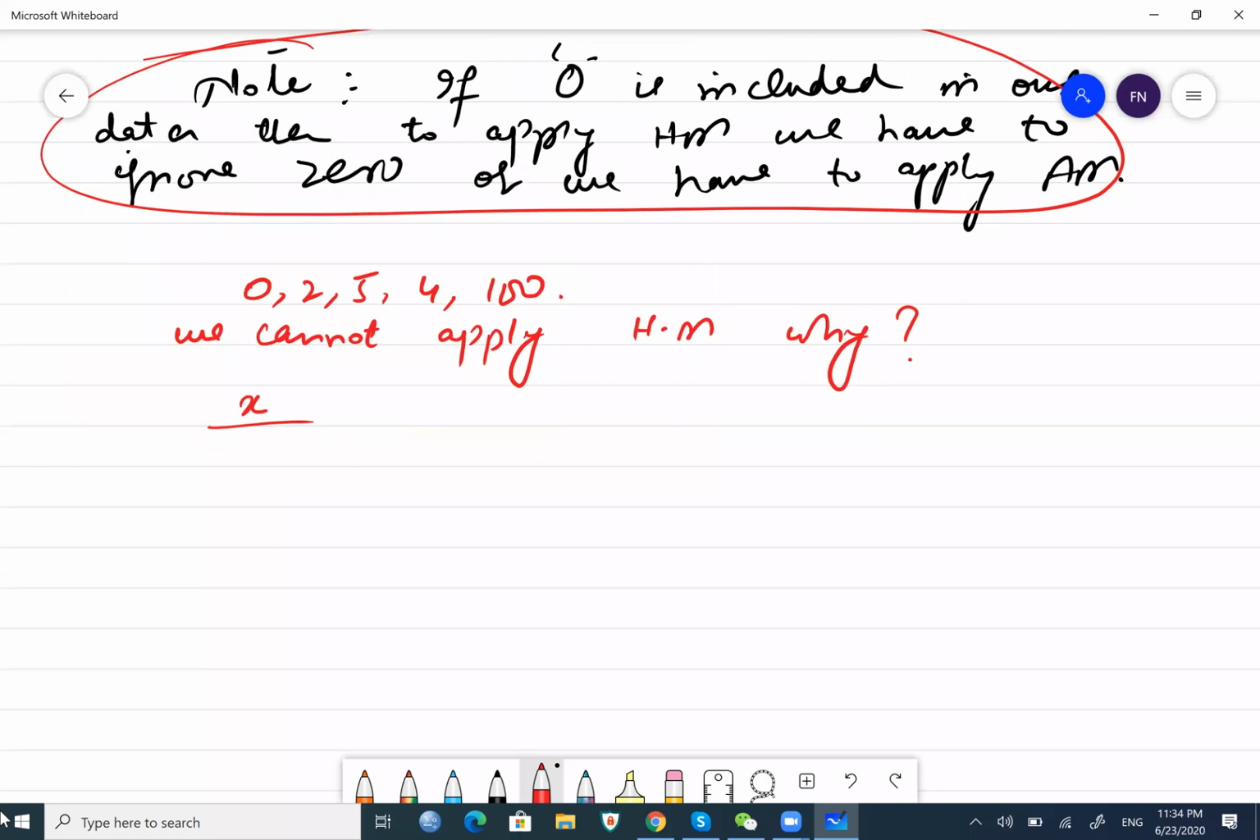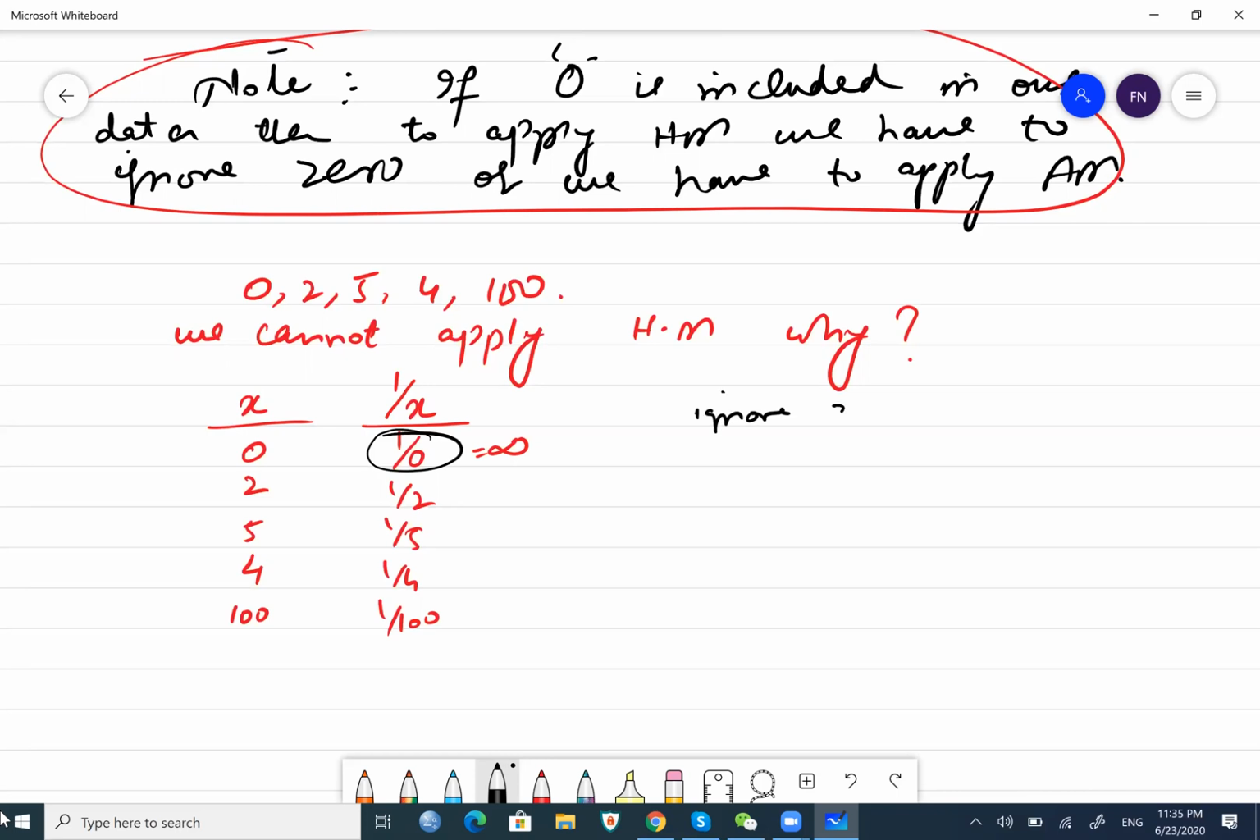If we see the formula of harmonic mean, with data 0, 2, 5, 4, and 100, according to harmonic mean, we need to convert it into 1 over x. So we cannot divide anything by 0. This factor is forcing us to not apply harmonic mean. So 1 by 2, 1 by 5, 1 by 4, 1 by 100, but this is undefined. So we cannot apply harmonic mean unless we ignore this 0. If we ignore this 0 and we consider 2, 5, 4, and 100, then we can apply harmonic mean.